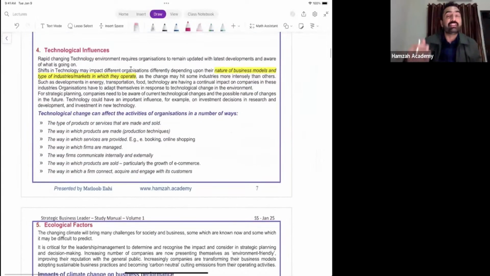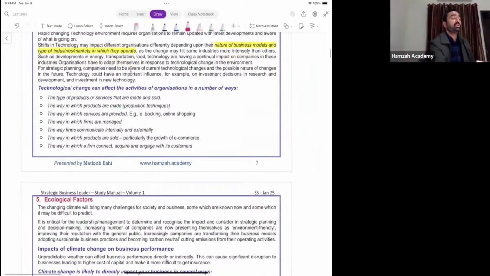Technology. Whether you talk about technology in production, in processes, operations, supply chain, services, software, or e-commerce, technology is everywhere. So how is technology impacting the strategy of the organization? I have put a quick list.